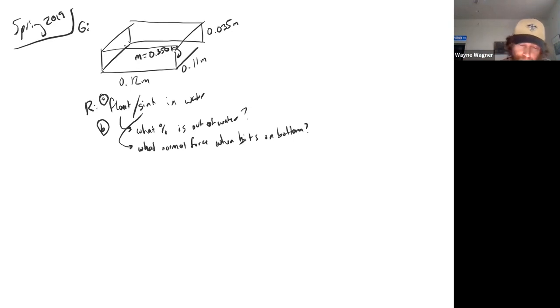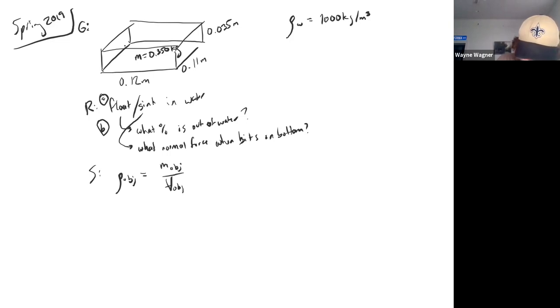Okay, so the first part, will it float or sink in water? We're comparing the density of this object to the density of water. Remember, the density of water is 1,000 kilograms per cubic meter, so we just want to know if we're above or below that. So rho of the object is the mass of the object divided by the volume of the object. The mass is 0.350 kilograms. The volume is length times width times height, 0.12 meters times 0.11 meters. Looks to me like it's going to be less dense than water.